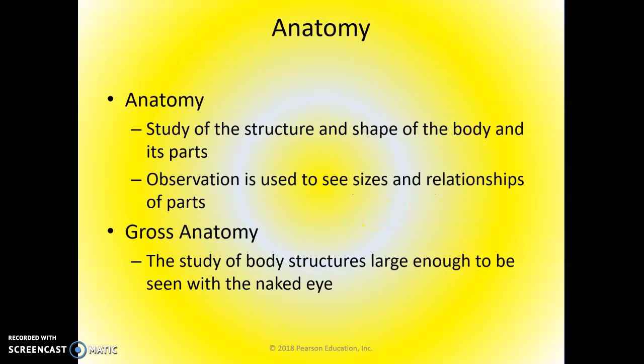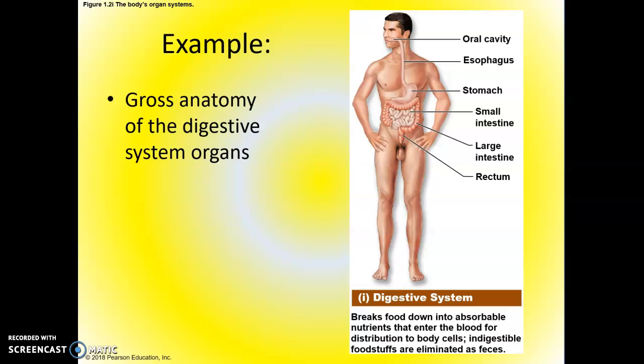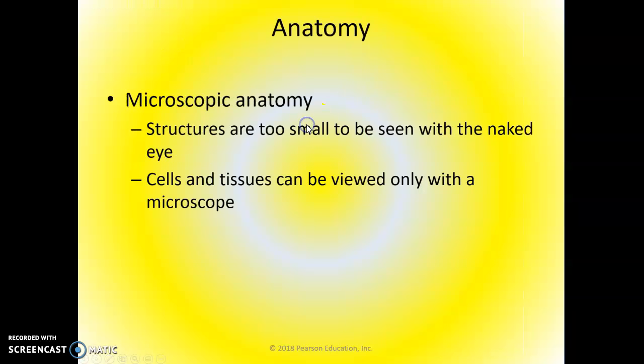All right, so when we talk about anatomy, this is an anatomy and physiology class. Anatomy is basically the study of the structure and parts of the body, their shapes, and where they're found relative to other things. We use these two terms: gross anatomy, which means those things that are big enough to be seen with the naked eye. Here's the gross anatomy of the digestive system. You can see the oral cavity, the esophagus, stomach, small intestine, large intestine, and so on. But we can also look at what we call microscopic anatomy, which are the things that are too small to be seen with the naked eye, and we need a microscope in order to see them.